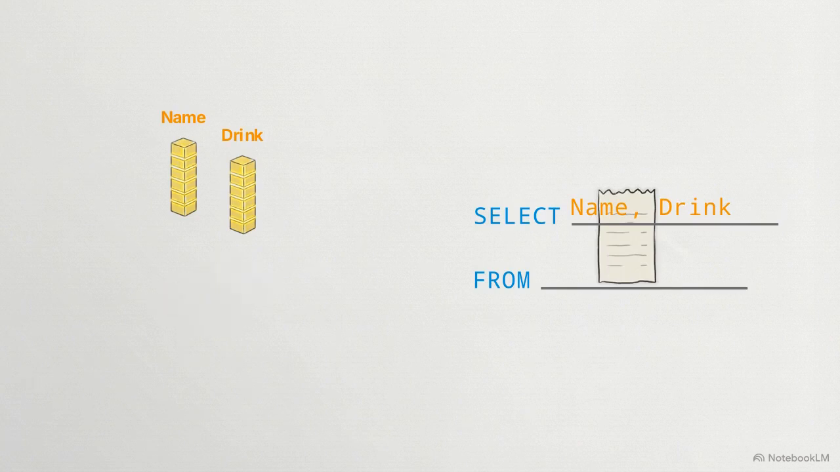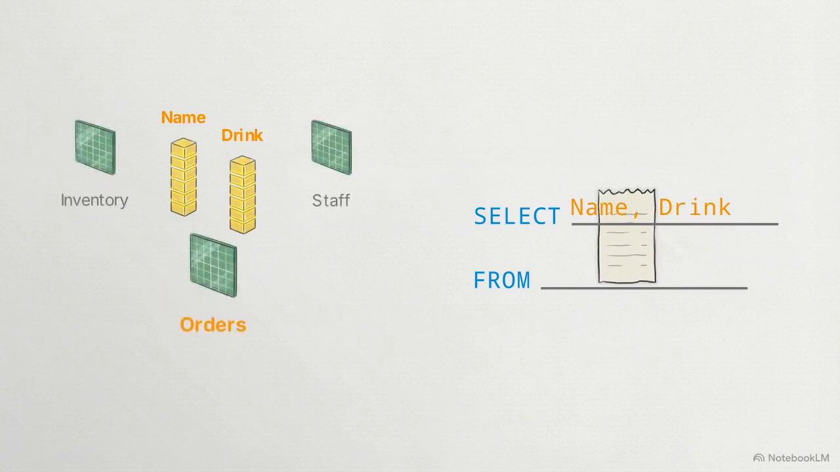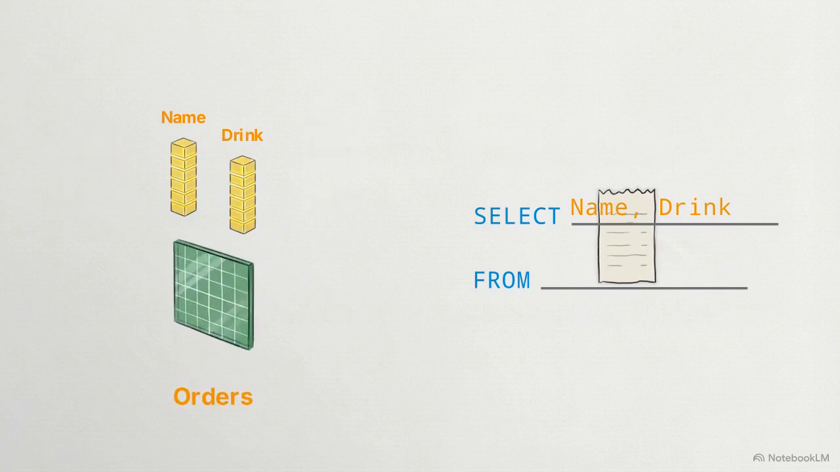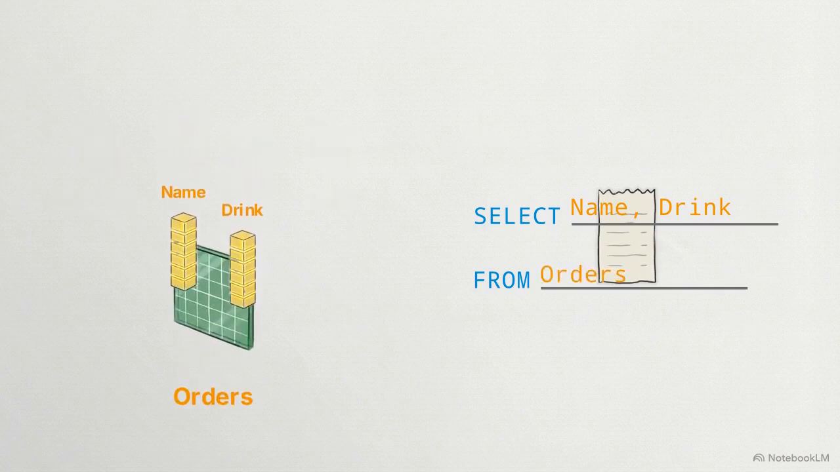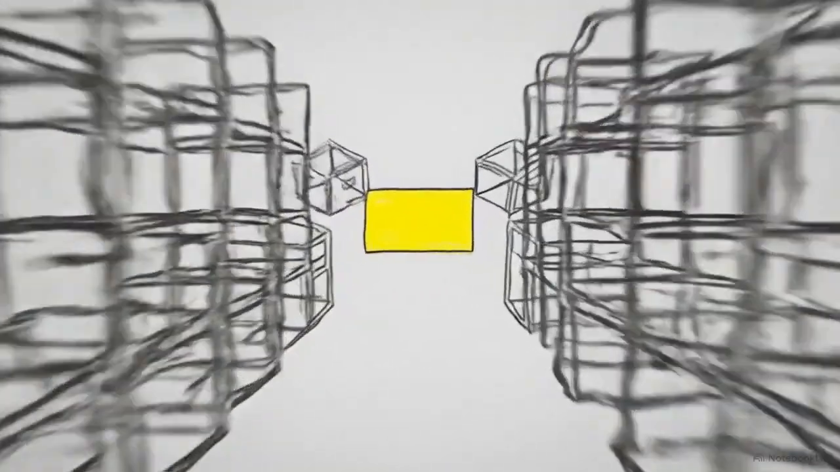Next is the from command. Since a database can hold many different tables, we have to point it toward our specific orders table. We fill in the second blank with the table name, so the command reads, from orders. With just 2 lines, we have successfully located the exact filing cabinet and folders we need.